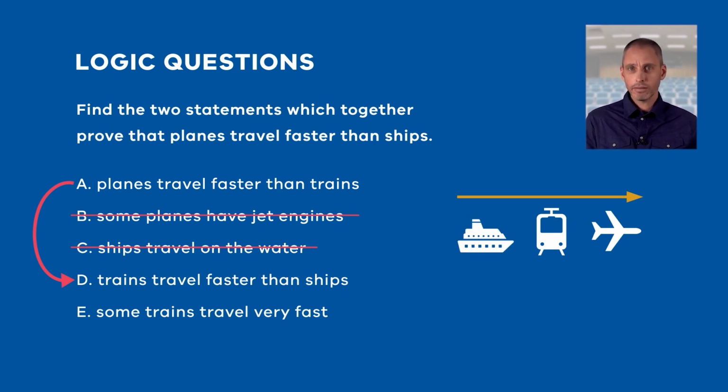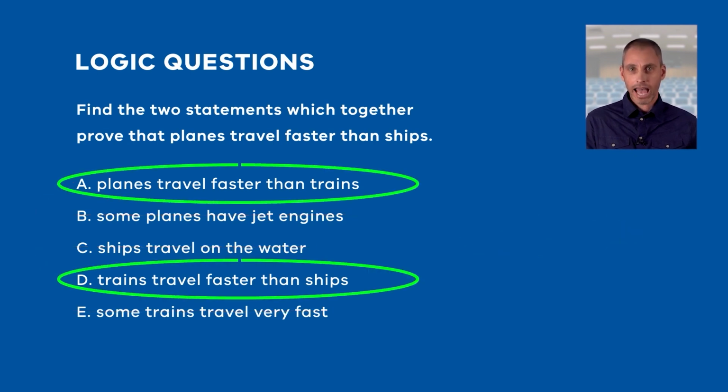Looking at option E, while it provides us with information about trains, there's no other information we can use to pair it with another statement. So the correct answers are A and D. With these types of questions, you might benefit from drawing a quick diagram, like we've done with our example, to help you clarify your logic.